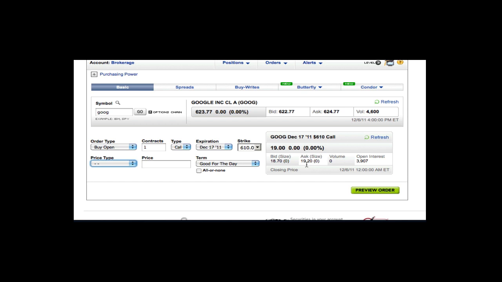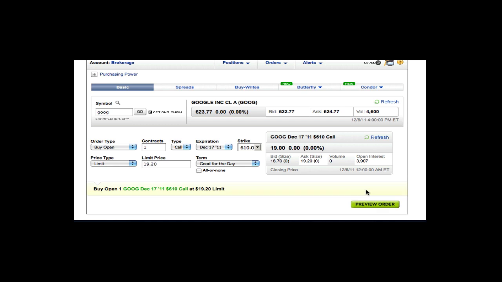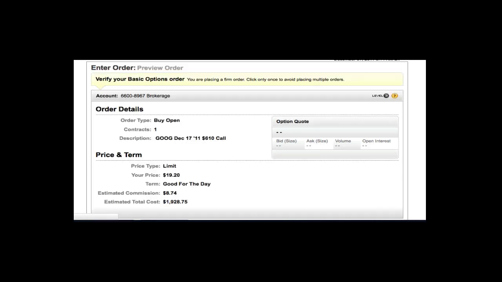If I'm buying, I buy at the ask price. If I'm selling, I sell at the bid price. So at the ask price, they're trading at $19.20. So I'm going to put in a limit order at my ask price, which is $19.20. It's good for today, so we're going to hit preview, and it's going to tell me how much it's going to cost me to purchase one contract of Google.